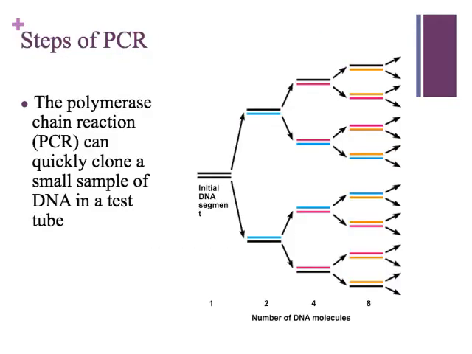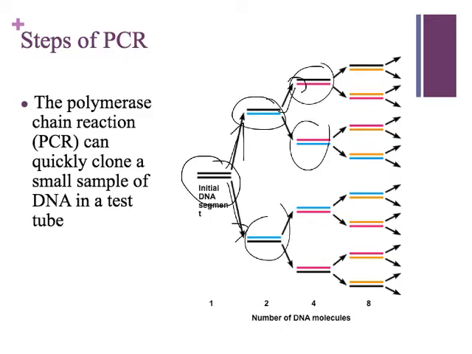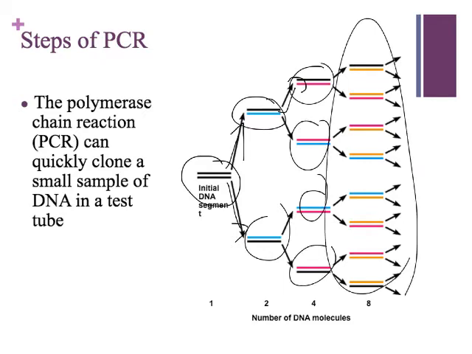Okay, so you can kind of see how that would work here. After my first round, I would have 2 pieces, and then those 2 would amplify to 4 in the next round, etc., until after 35 rounds, we had 34 billion pieces of DNA.